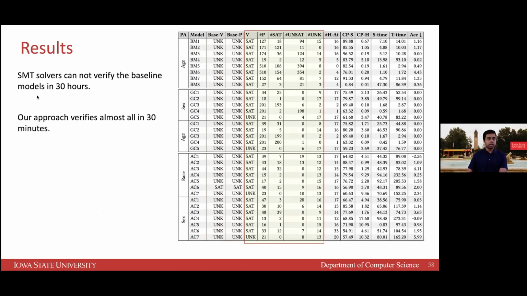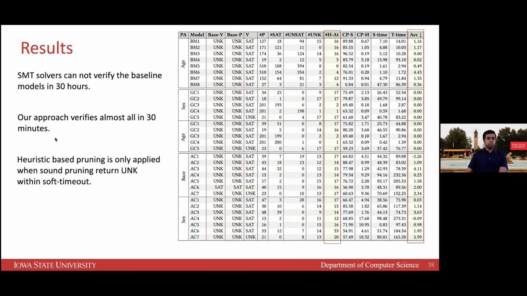SMT solvers cannot verify in very quick time, but using our approach, we have shown that we can verify many of the partitions very quickly. And the heuristic based pruning is only applied when the sound pruning is not successful. And we have also shown that the additional time taken is very low.